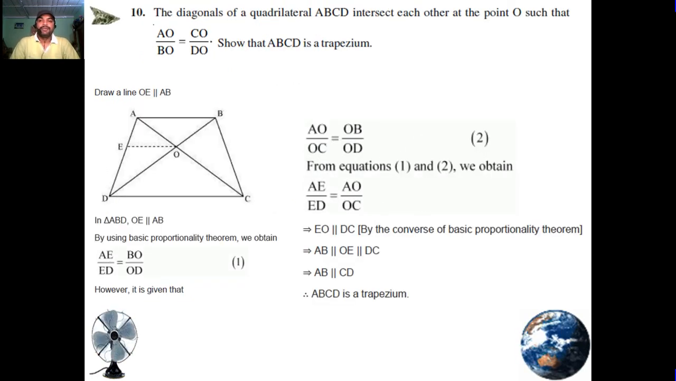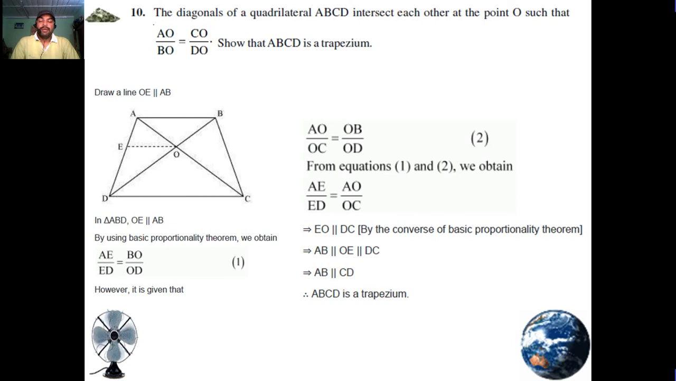Question number 10. The diagonals of the quadrilateral ABCD intersect each other at a point O such that AO upon BO is equal to CO upon DO. Prove that ABCD is a trapezium. Draw a line OE parallel to AB. Here, in triangle ABD, OE is parallel to AB. By using basic proportionality theorem, we obtain AE upon ED is equal to BO upon OD, equation number 1.